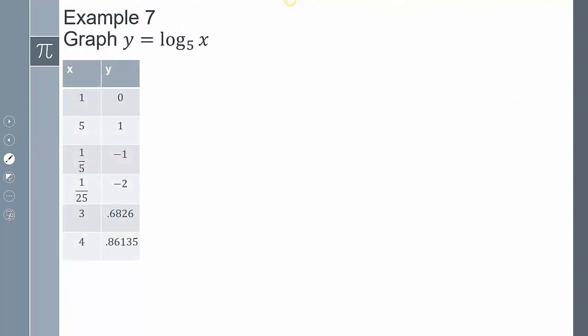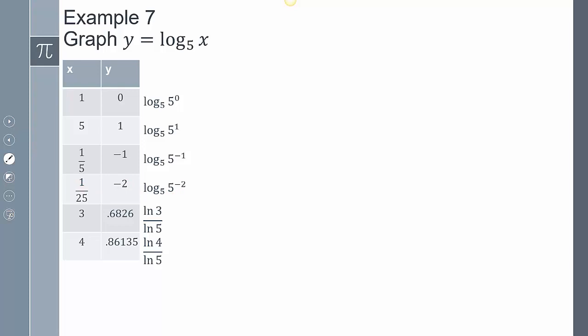So if I wanted to graph my log, there's 2 ways to look at it. One of those ways, I could take 1, plug it in, log base 5 of 1 is always 0. Take 5, plug it in, log base 5 of 5, since that's 5 to the first power, that's going to simplify and I get 1. Log base 5 of 1 over 5, well, I can manipulate that 1 over 5 to 5 to the negative 1. The log base 5 and the 5 will cancel out, so I get negative 1. And I can do the same thing with 1 over 25, and that's how I get negative 2.